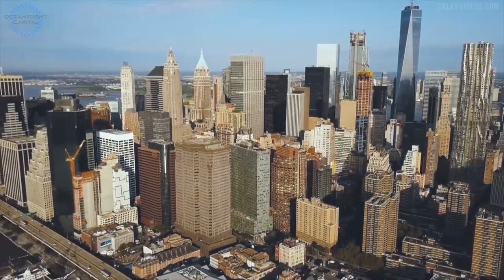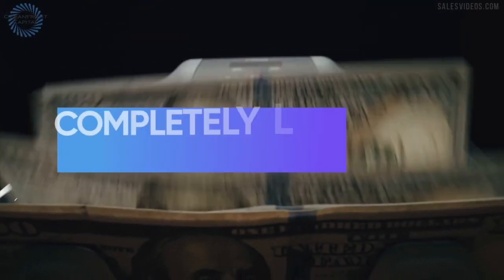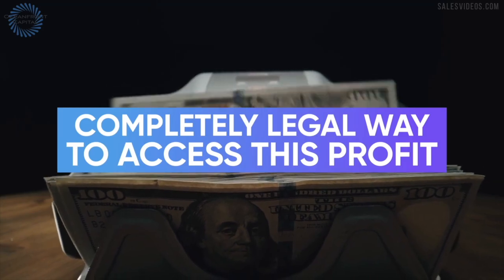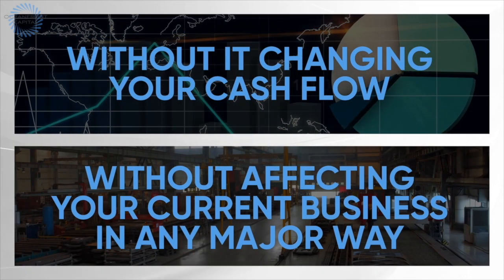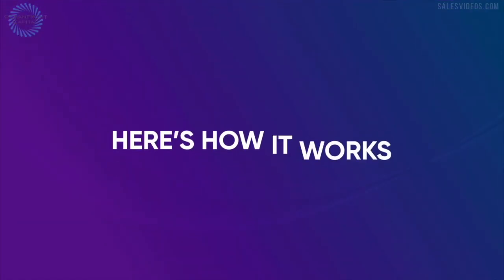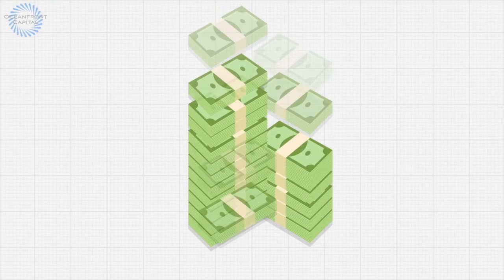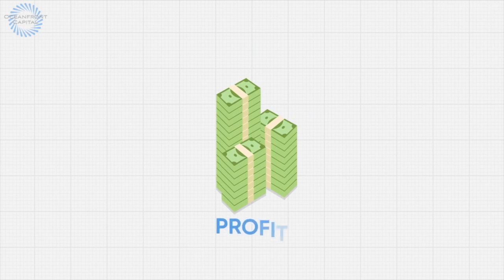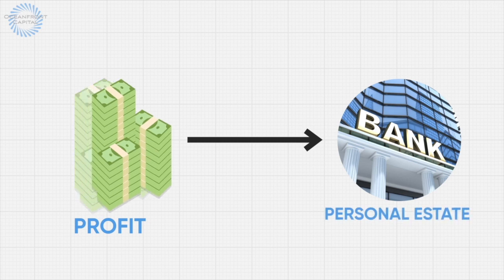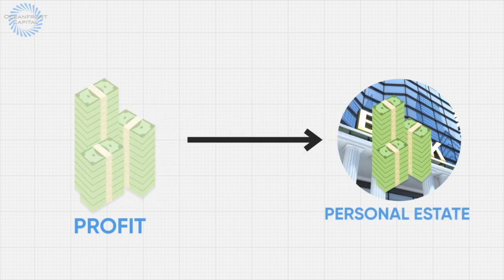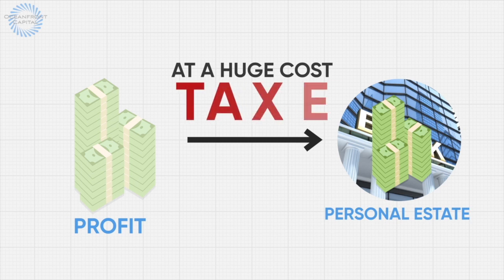Most businesses in the US have this profit but have no clue that it's sitting right in front of them. Today, you will see a completely legal way to access this profit without a change in your cash flow or affecting your current business in any major way. Here's how it works. When you generate income through your company, that money or profit eventually comes over to your personal bank account or estate. This is what we call your personal estate. Those funds came to your account, but at a huge cost: taxes.